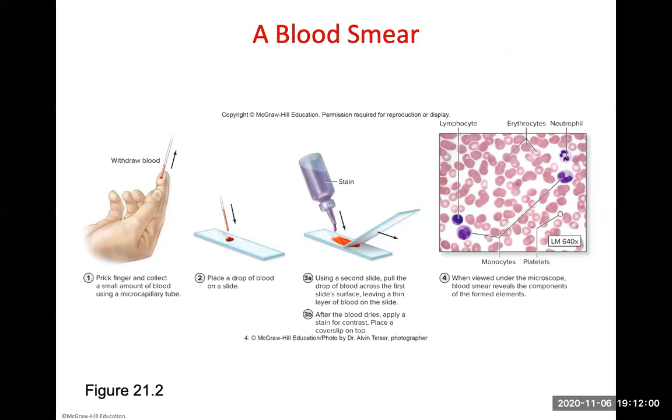And you can take a sample of your blood, kind of a fingerprint prick, place a drop of the blood on a slide, spread it out, place a stain on it, and then underneath a light microscope at about 640 times magnified, you can see the red blood cells make up the majority, the erythrocytes of the sample, and then you'll see a few leukocytes thrown throughout the sample as well, with the platelets being the extremely tiny specks.